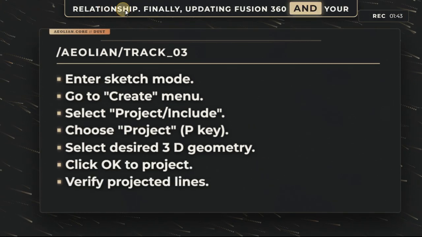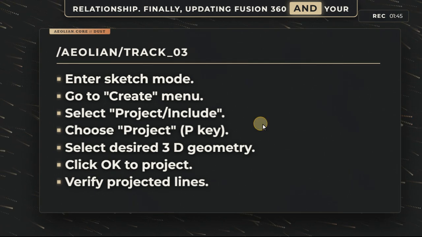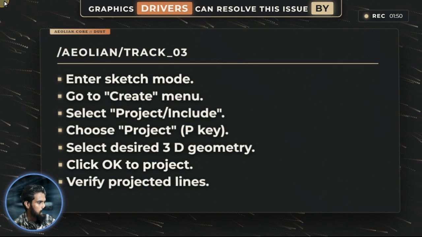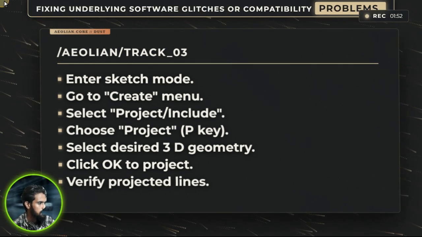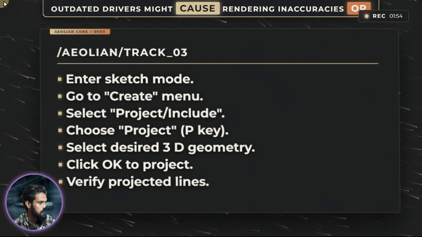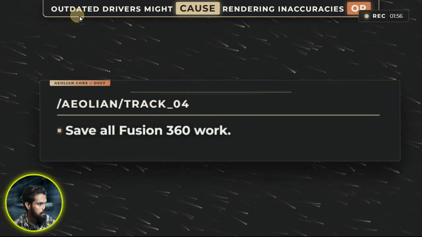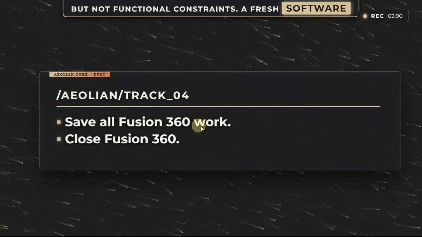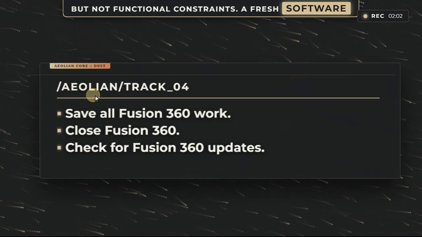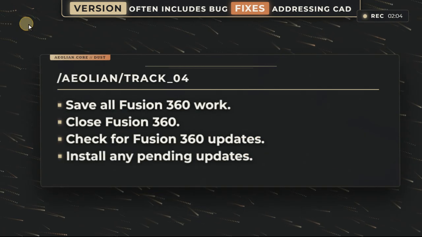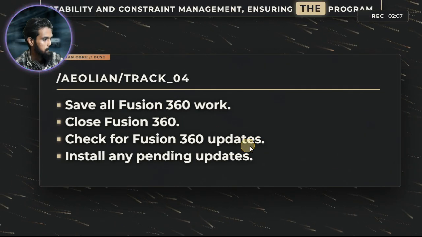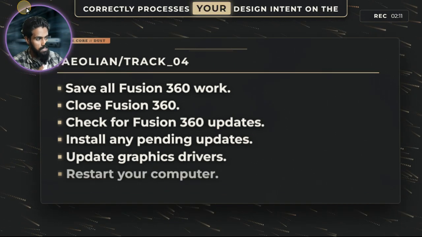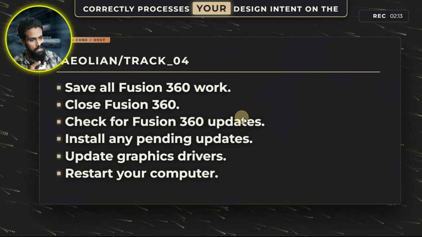Finally, updating Fusion 360 and your graphics drivers can resolve this issue by fixing underlying software glitches or compatibility problems. Outdated drivers might cause rendering inaccuracies or misinterpretations of geometric data, leading to visual but not functional constraints. A fresh software version often includes bug fixes addressing CAD stability and constraint management, ensuring the program correctly processes your design intent on the specified plane.